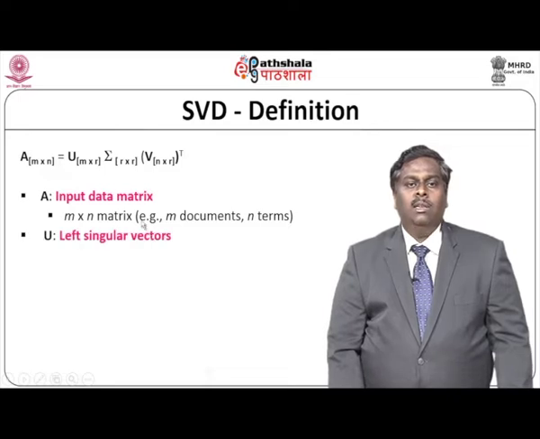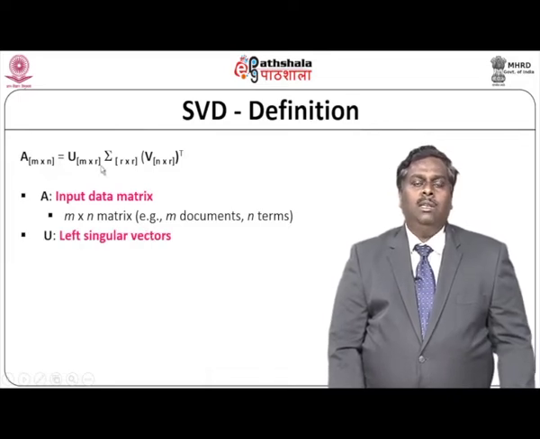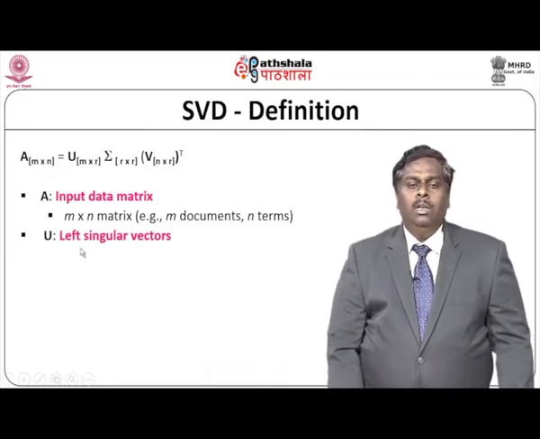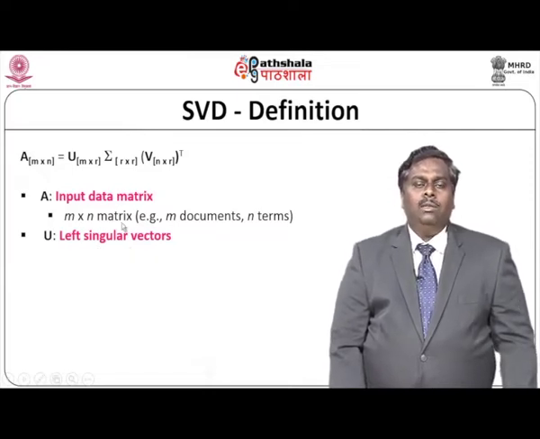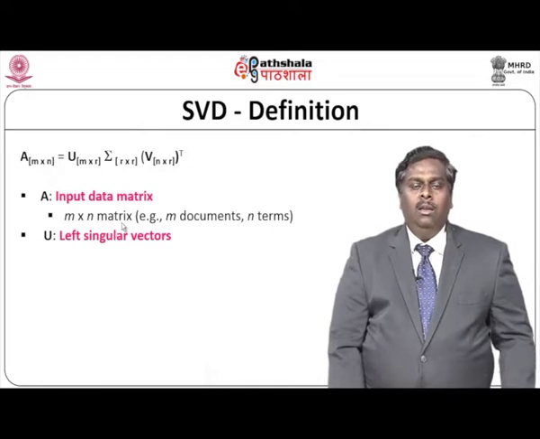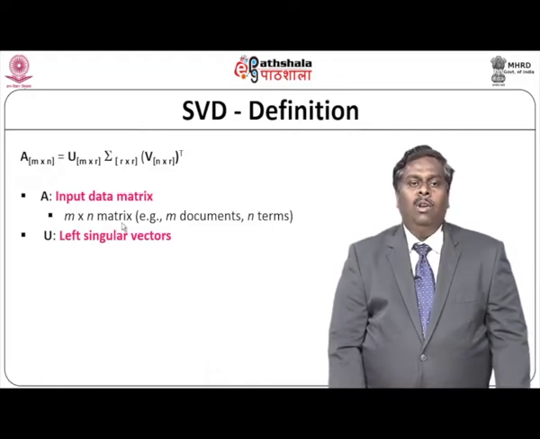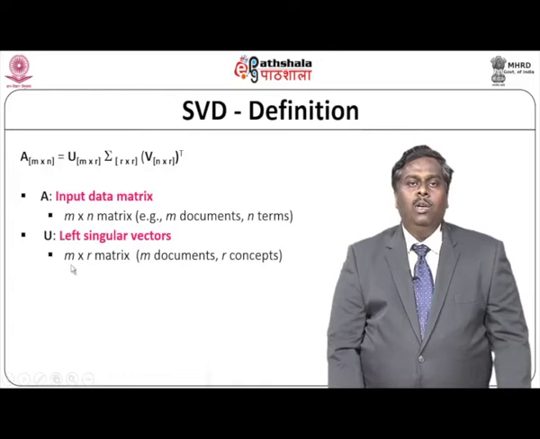Now, what are these sub matrices? Let us first discuss what U is. U is a left singular vector matrix, where we calculate the eigenvalues and eigenvectors for the given matrix A, and these eigenvectors will be used for constructing the U matrix. So, it is going to be of dimension m by r, where m can be the number of documents and r can be the number of concepts.